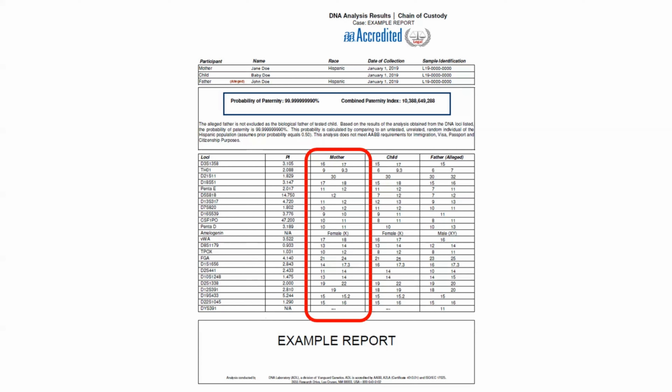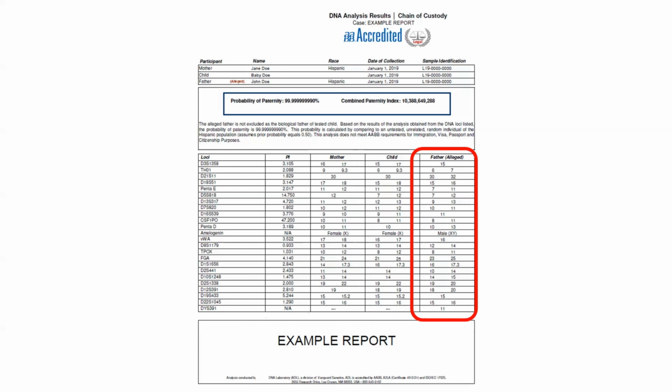You can see here from the child, same thing. You can see that for one of them, they have 30. And so that means that from his mother and his father, he got the 30 for that section of the gene. And you can see it matches.